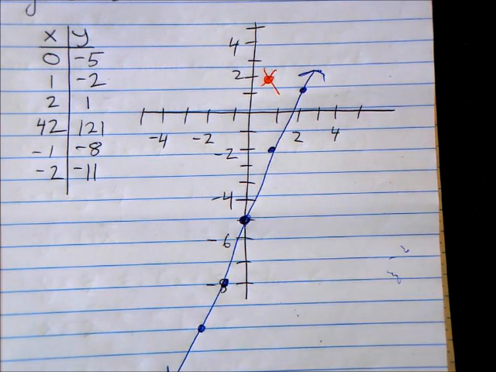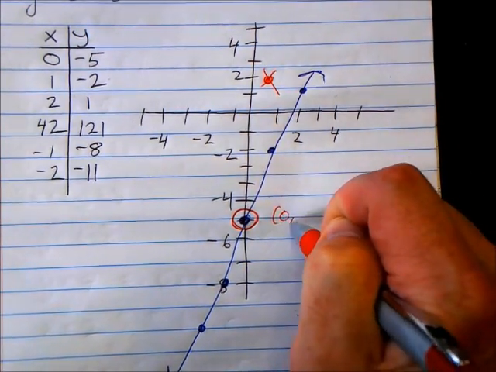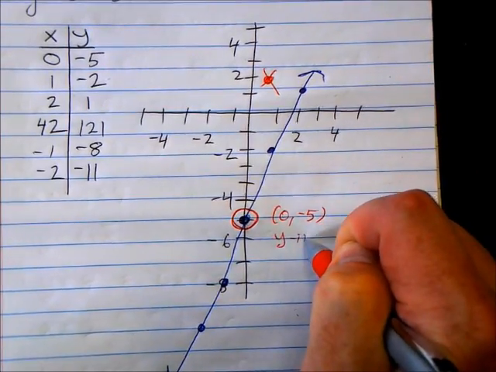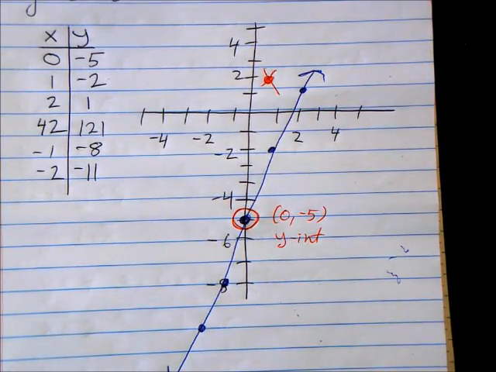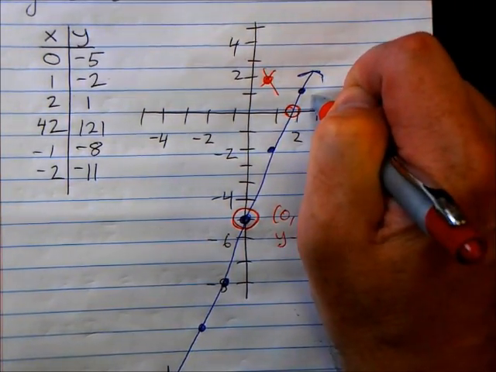All right, now this line has 2 really, really important points. Can anybody tell me what the 2 really, really important points are on this line? 0, -5 is one of them, and that's called the y-intercept. And what's the other really, really important point? The x-intercept, but do we know what the x-intercept is? No, we can see it. It's right about here. Here's our x-intercept.